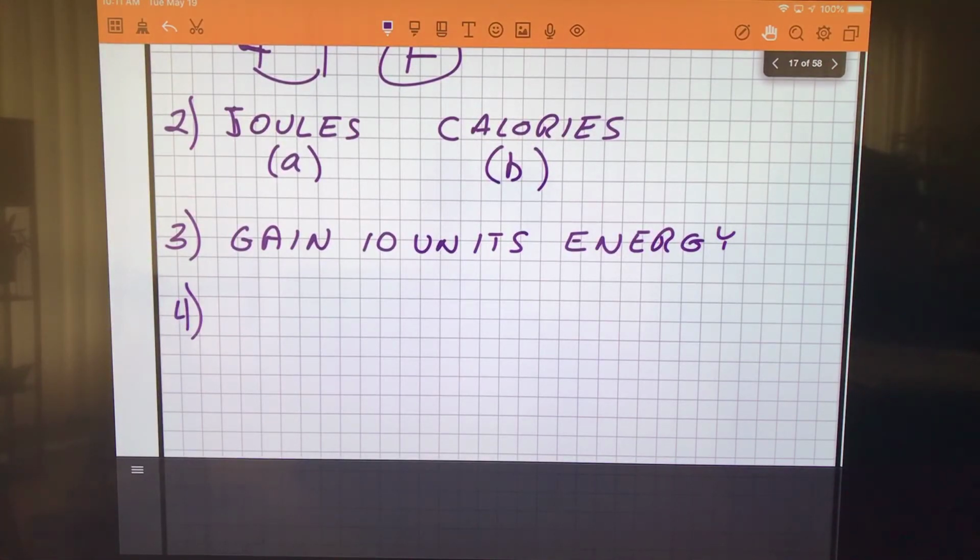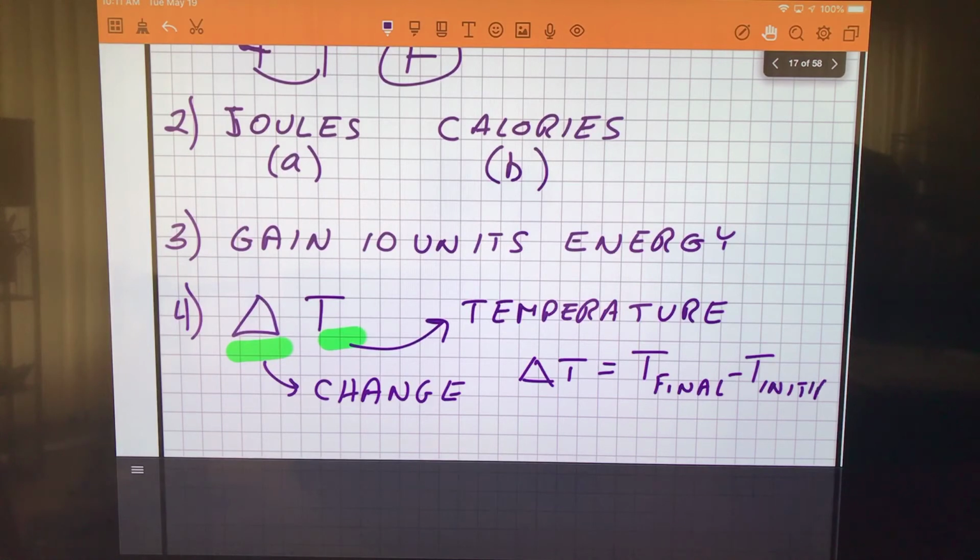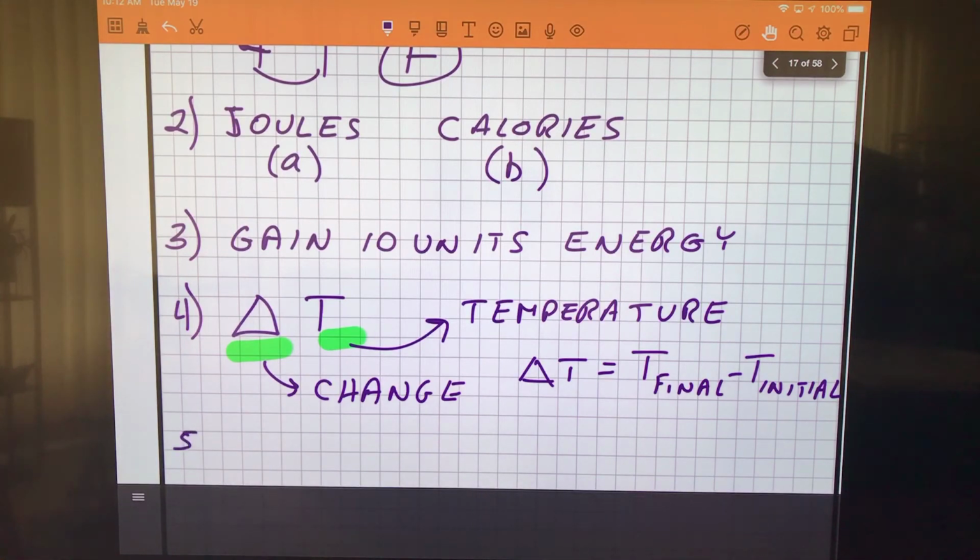All right. Number four, what is the meaning of this thing, triangle T? Well, the symbol right there means change. Delta is the symbol. It means the change, and this one right here, you probably guessed, is temperature. And we always do it in degrees Celsius for the work we're going to do in energy right now. So it means change in temperature. We always do delta T as the final temperature minus the initial temperature. Final minus initial. What we ended up with minus what we started.